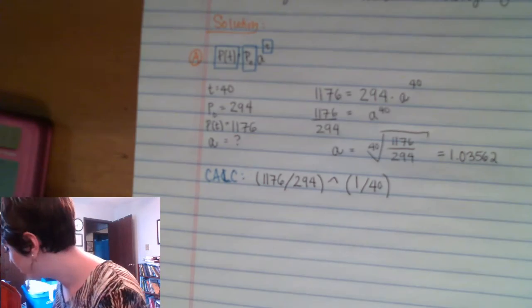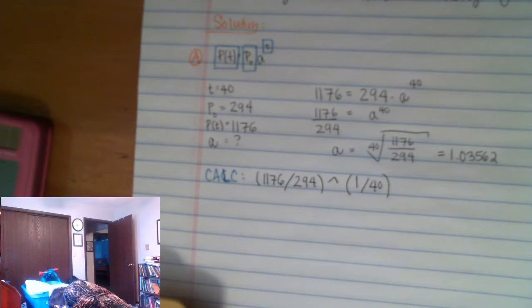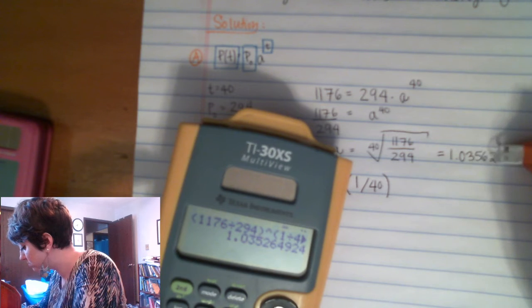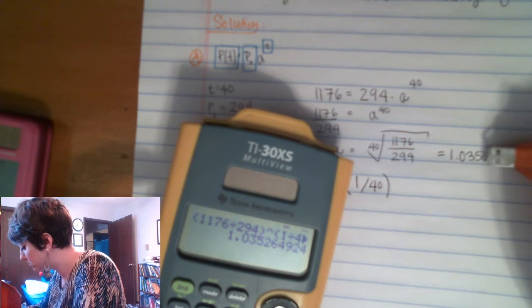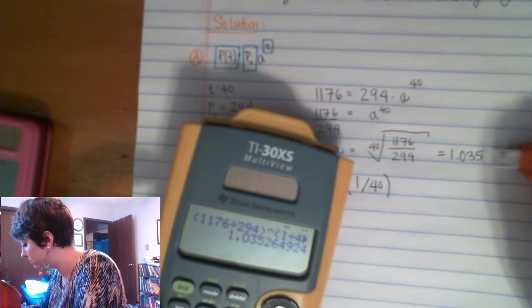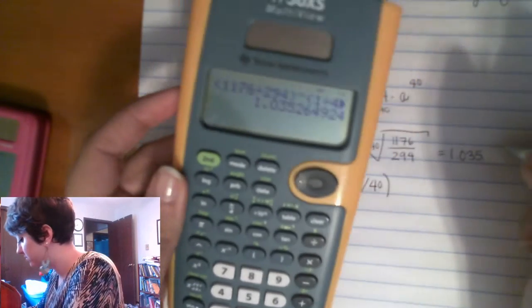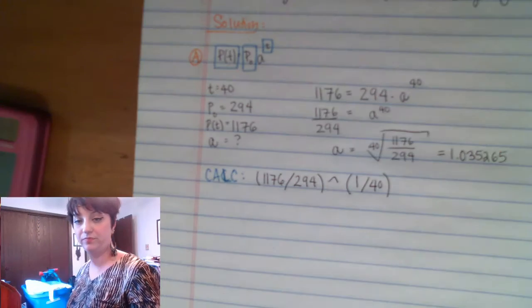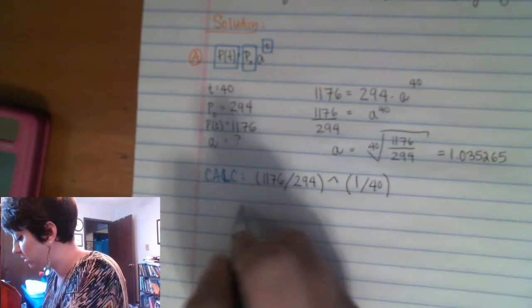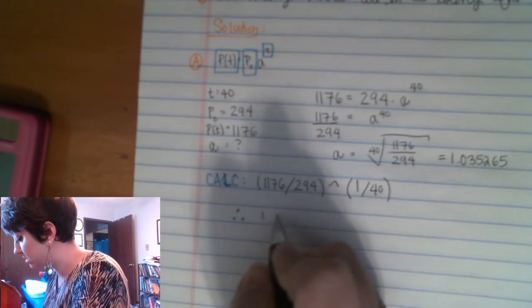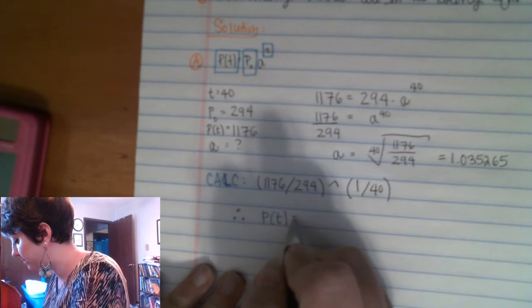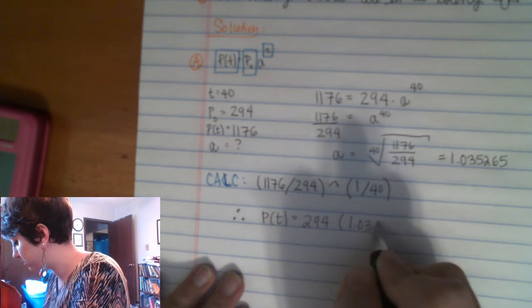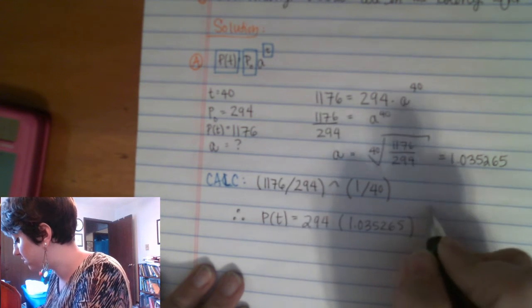All right, so that's 6 decimal places. So what you get is the function P of t is 294 times 1.03526 to the t.